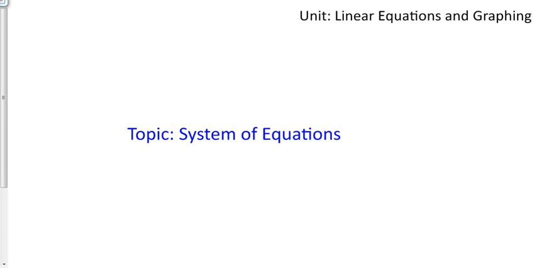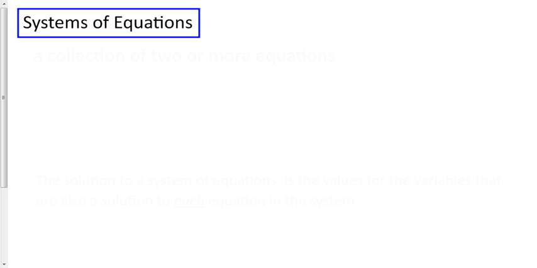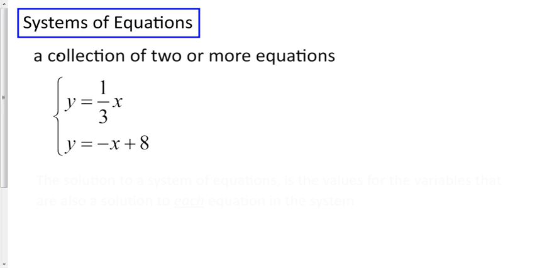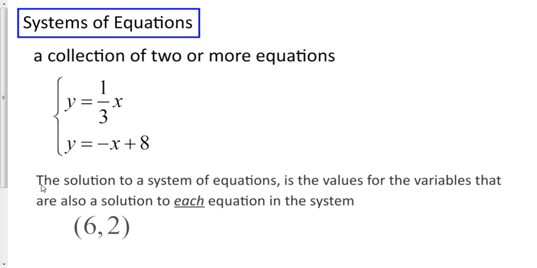In this video we'll learn about systems of equations. A system of equations is simply a collection of two or more equations. And you can see here we have two variable equations. If I want to find a solution to a system of equations, it's the values for the variables that are a solution to each equation in the system.